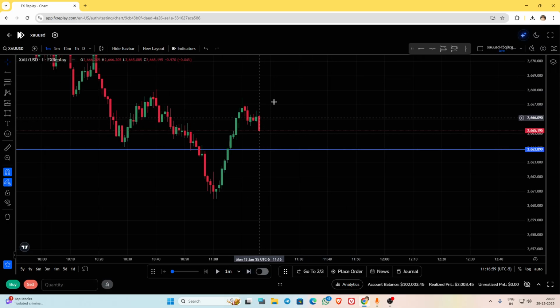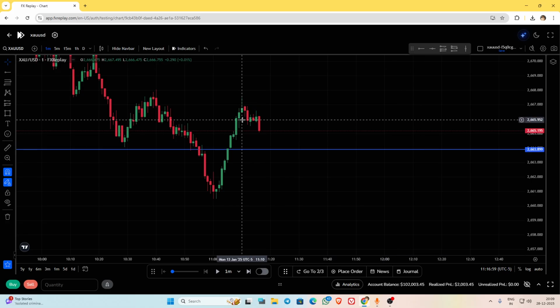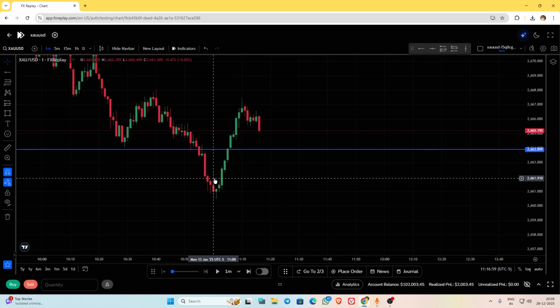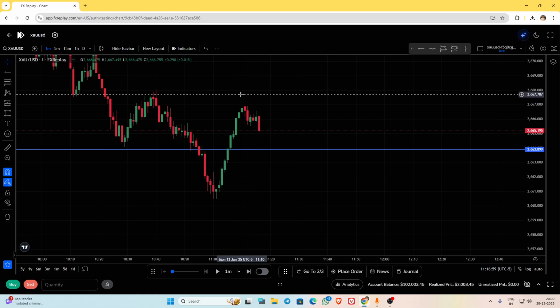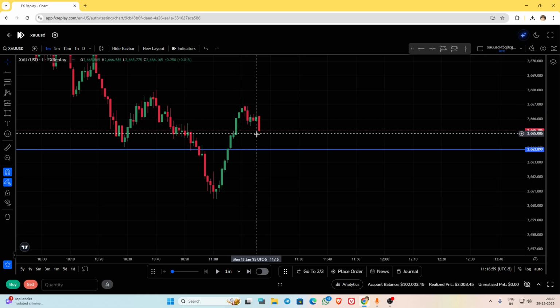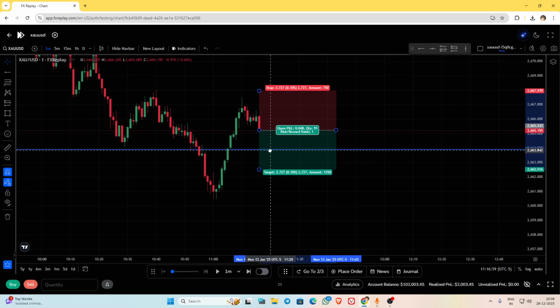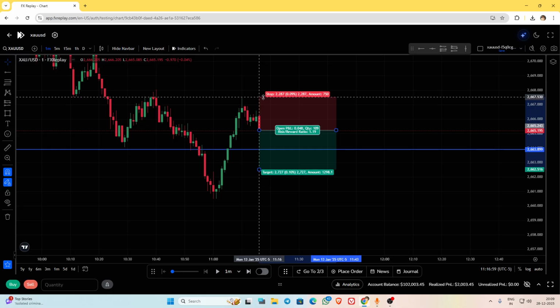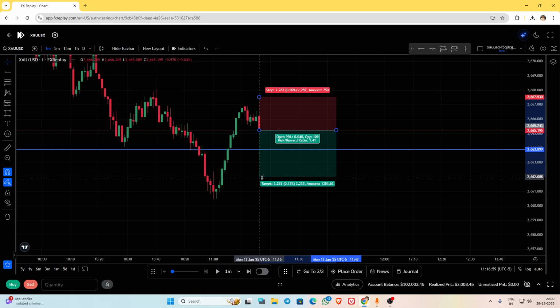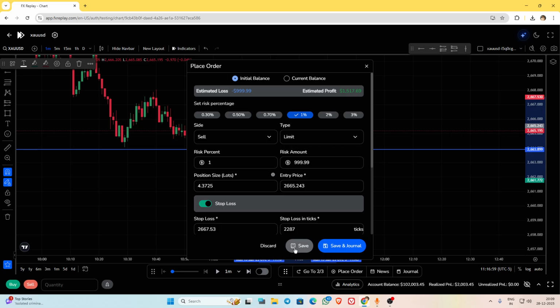Okay, so here it is. As you guys can see, we have a swing high, swing low, swing high, and then low. So we have a change in state of delivery, and we will target 1.5 hour. Place trade, save.